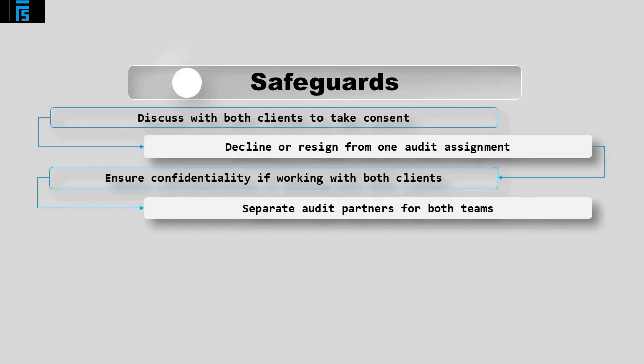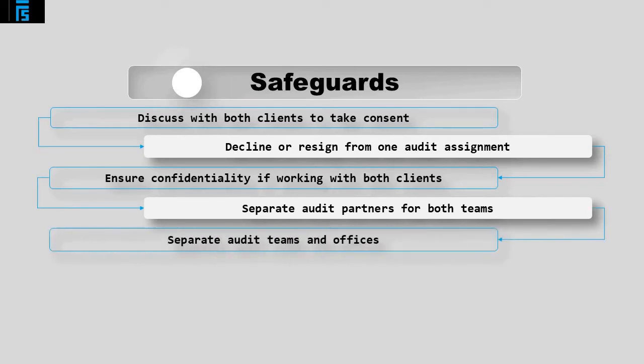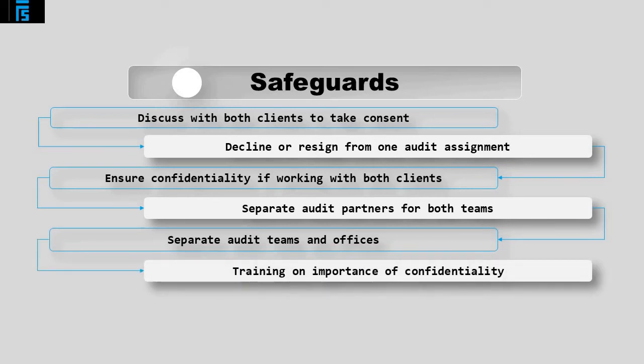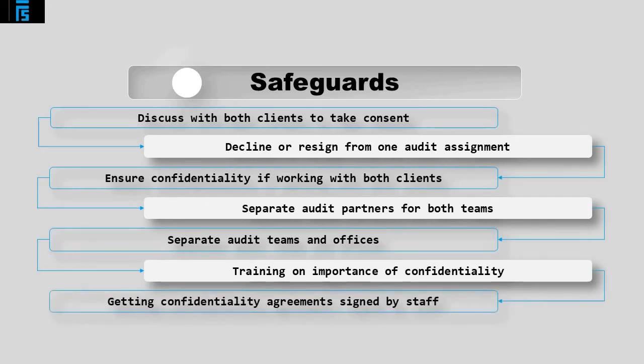Having separate audit partners heading up the audit teams. Separate audit teams and offices, if possible, should be set up. Training on the importance of confidentiality should be given to all staff on either audit team. Confidentiality agreements can be signed by the audit staff to enforce the importance of not discussing the client data. If the audit firm cannot guarantee safeguards are strong enough, they should not continue with both audits.